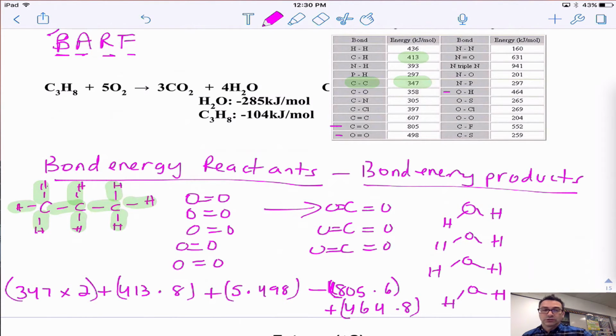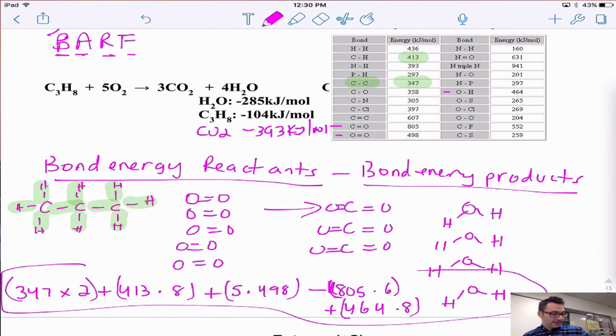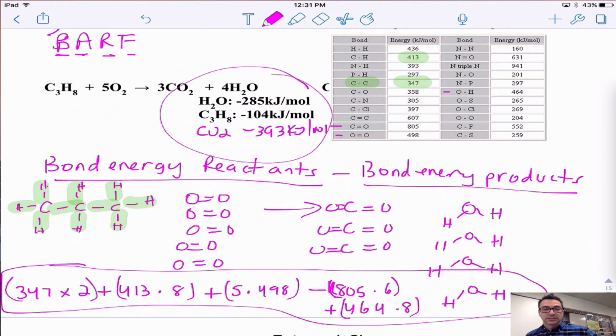Now something that we could do, if we wanted to compare the energy here to the energy that we would get if we were to just use the normal delta H's, CO2's delta H is negative 393 kilojoules per mole. And so something that we can do is we can actually compare the two. And so that's what I'd like you to do. I'd like you to do this math down here to do the bond energy. And then I'd also like you to use Hess's law. And using Hess's law, figure out what the delta H is and see how close they come to each other.